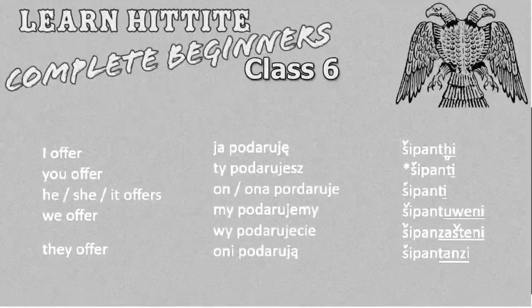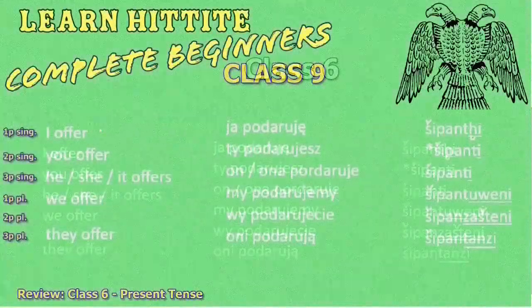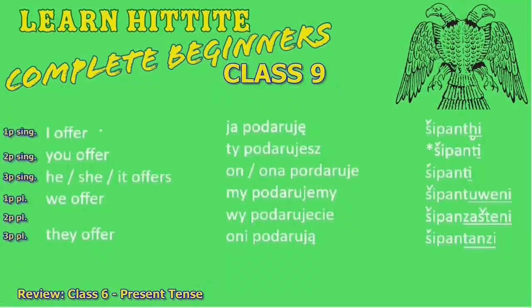Now to begin with, what I would like to do is to go back to class number 6 where we introduced the present tense and just go over it. So here, for example, we have one of the slides that I used during that class, and we have here on the left the conjugation of the English verb to offer. I gave a conjugation of the Polish verb to offer here, and finally the same verb in Hittite.